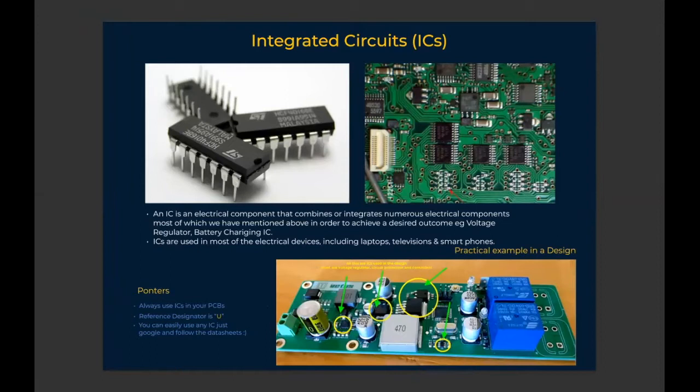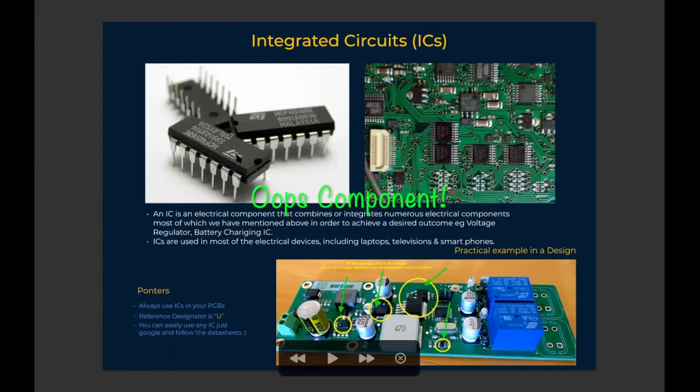So basically, ICs are electrical components that combine or integrate numerous electrical components, and actually most of which we have mentioned above, say transistors, resistors, capacitors, inductors. So you'll find that most ICs use those fundamental elements and then integrate them or combine them so that they can come up with another device. As you can see here, inside this device we have resistors, transistors, and maybe caps, so that we can produce an IC, say for instance, an IC for voltage regulation, or maybe a battery charging IC or something of the sort.